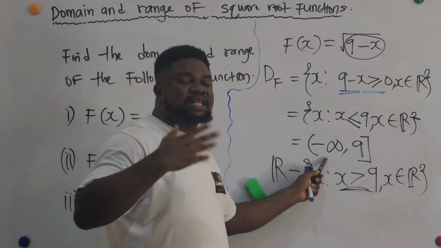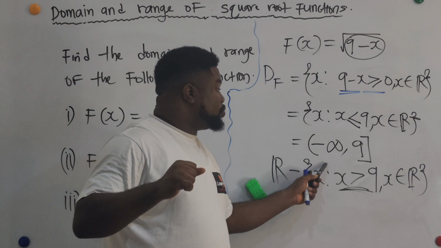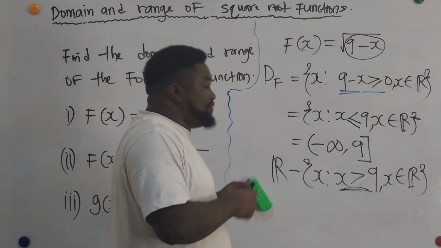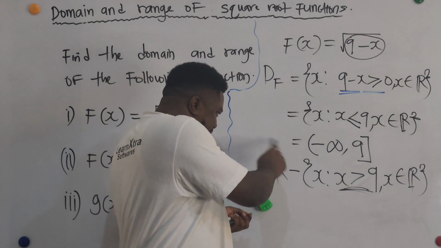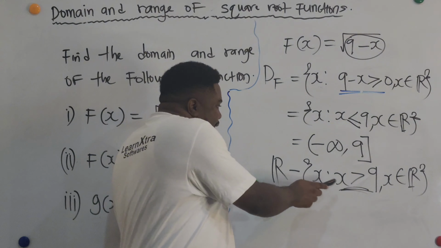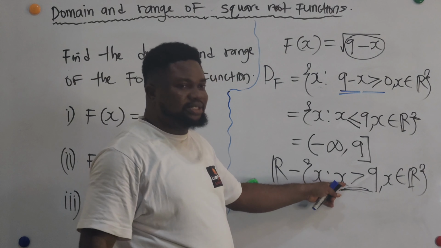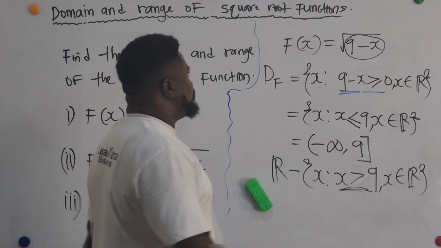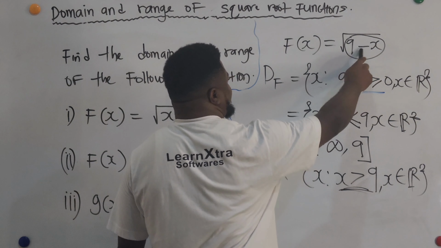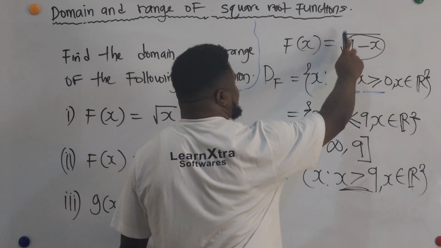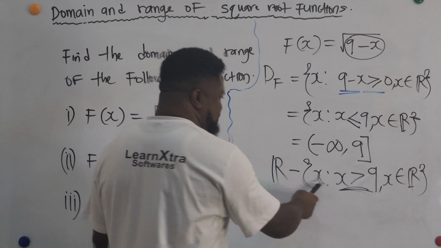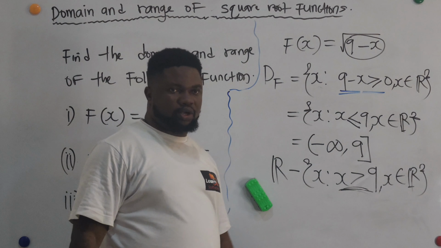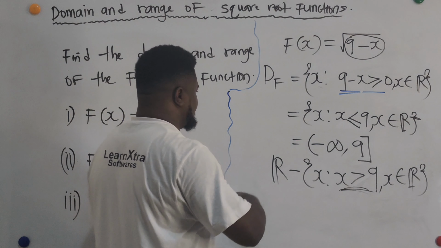Now, you can still say that domain is where the function can work. So we can still say the function can work everywhere except at some point, which is this point. If you check numbers bigger than 9, for instance, 10, when you plug 10 here, 9 minus 10, you have root minus 1. The function will not work. So all these parts will not work. So all the numbers minus the parts that will not work is also your domain.